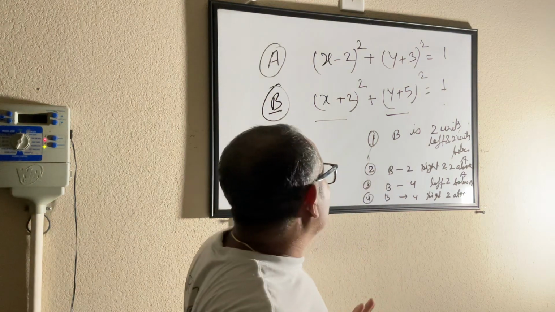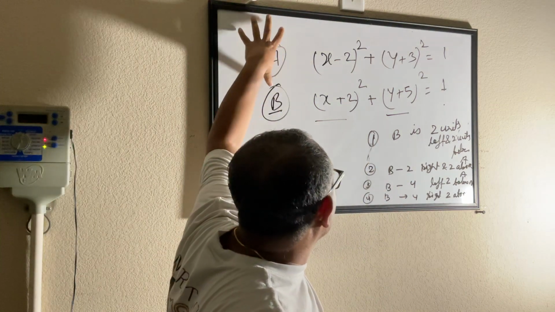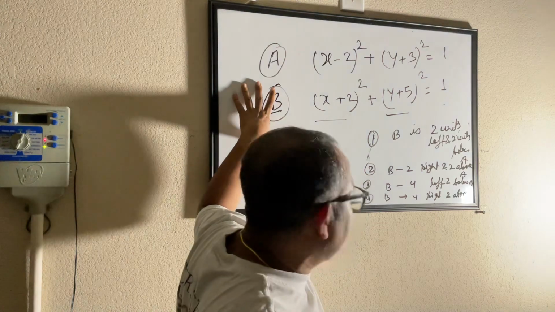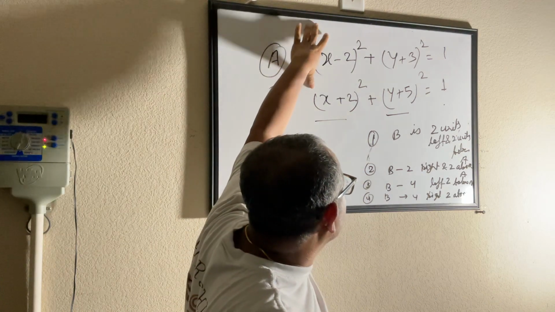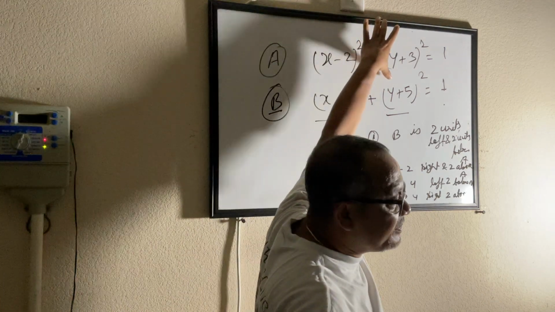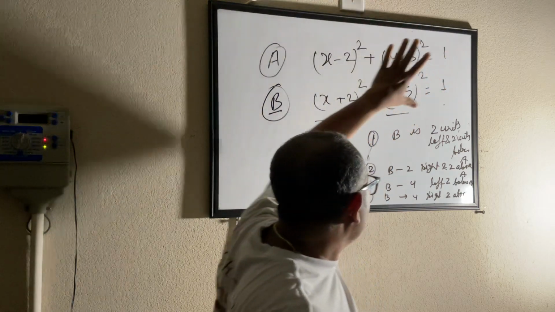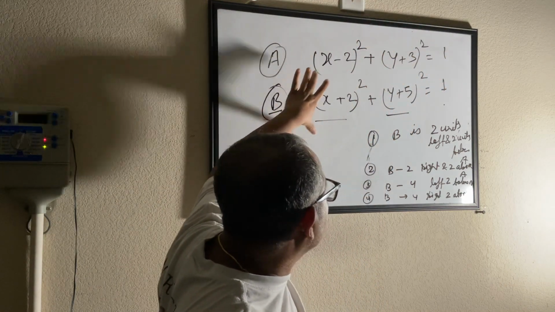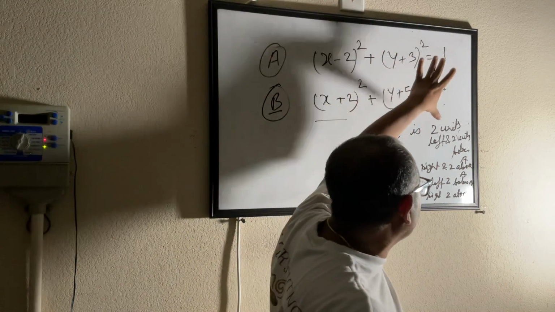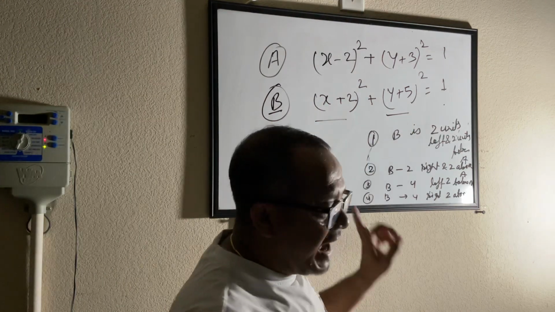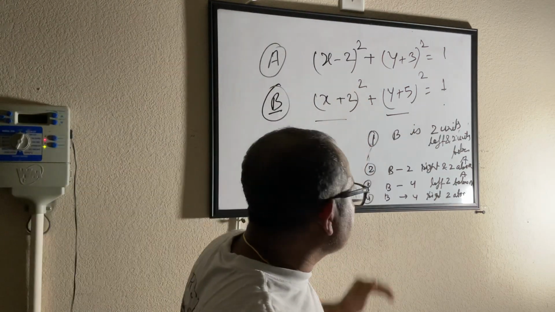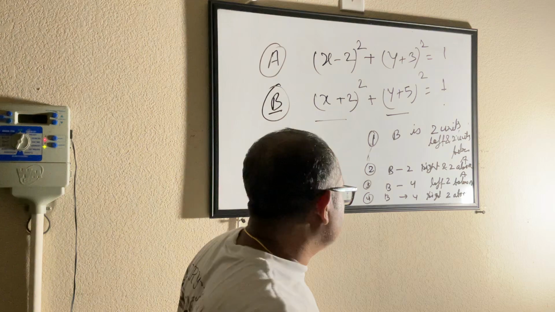So I'm reading this question one last time. There are two circles, circle A and circle B in the xy plane. Circle A is represented by this equation, (x minus 2) square plus (y plus 3) square equal to 1. And circle B is represented by (x plus 2) square plus (y plus 5) square equal to 1. And it says which of the following statements are true about the two circles.